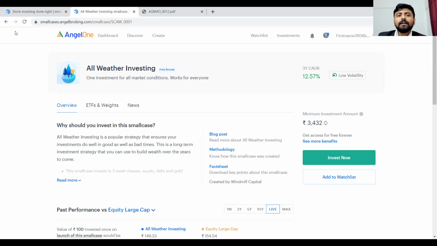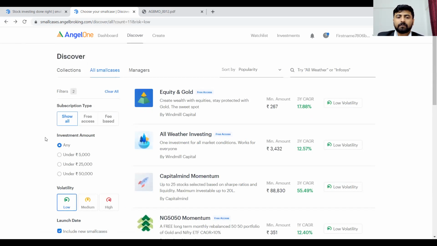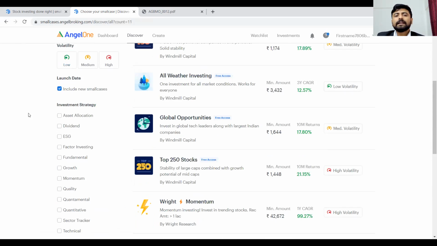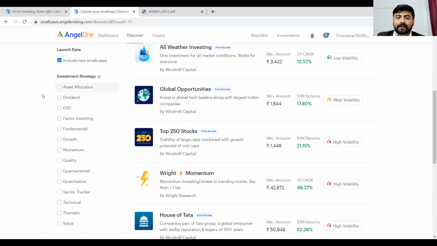Now let us try to explore the next filter criteria. So when we scroll down, we can see something called the investment strategy here. So iska matlab kya hai?